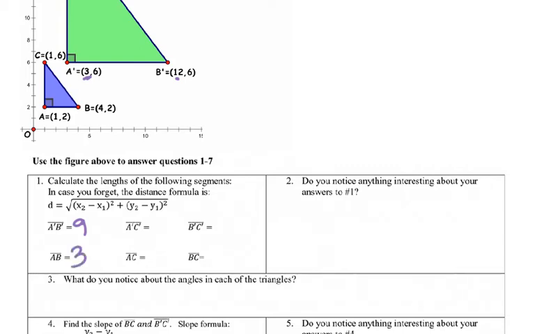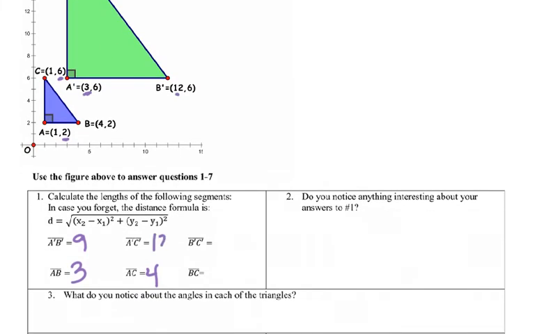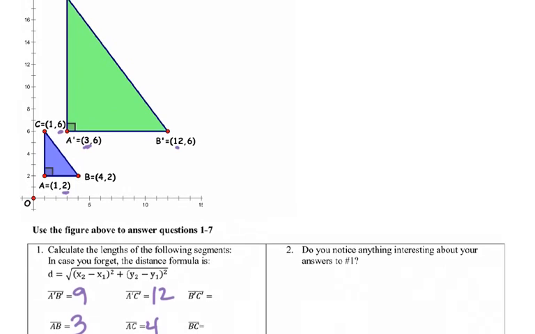Okay, and then AC and A prime C prime, that's this one, and that's easy enough to tell. The AC is going to go from 2 to 6, so that's a length of 4, and A prime C prime is going to go from 6 to 18, and so that's a length of 12. And if you'll notice, 12 to 4 is the same ratio as 9 to 3.